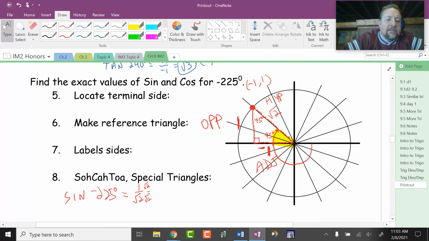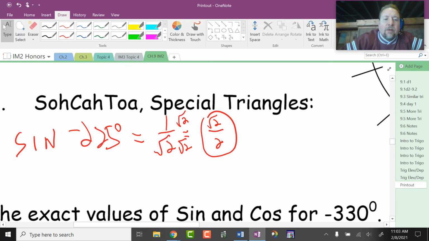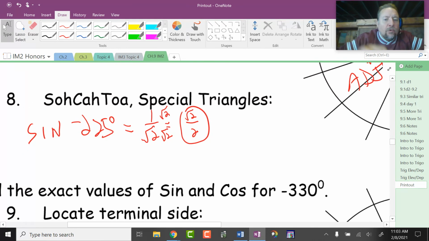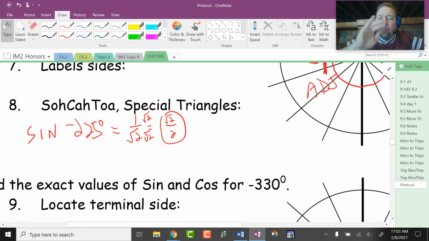I'll zoom in on this. What's the numerator? So it's 1 root 2 over 2. And those that watched that video from a couple weeks back, you remember these ratios, because I did all this with just 45, 30, and 60 drawing the triangle.